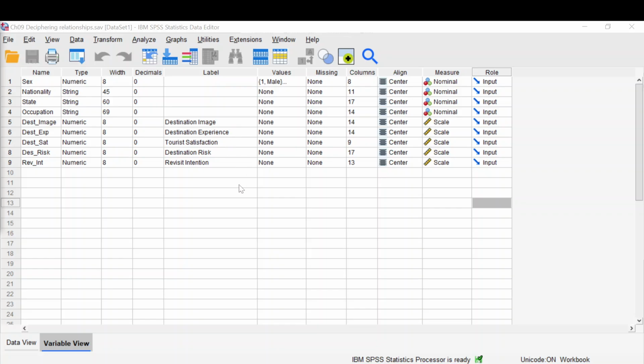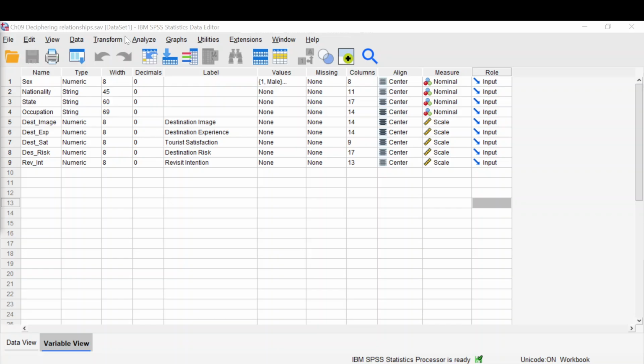So let's choose our two variables. Here we're going to look at what the correlation is between destination image and destination risk. And when we convert that to a null and alternate hypothesis, the null hypothesis is that there is no correlation between destination image and destination risk, and the alternate hypothesis is that there is a correlation between image and risk.